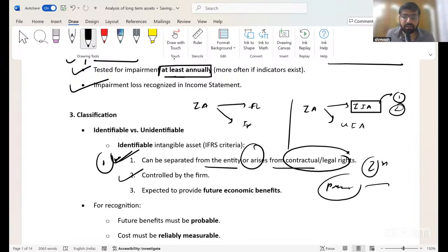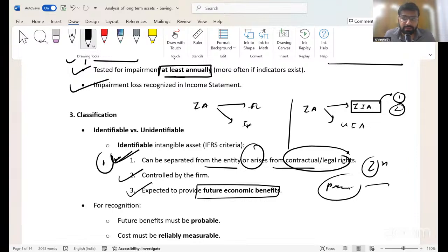The firm should control it. For you to recognize any asset, you should control that asset. That is very important. We have learned that a lot of times, right? An asset is something that is controlled by the firm and is going to give future economic benefits, right? So it is controlled by the firm here. And obviously it is going to provide future economic benefits.